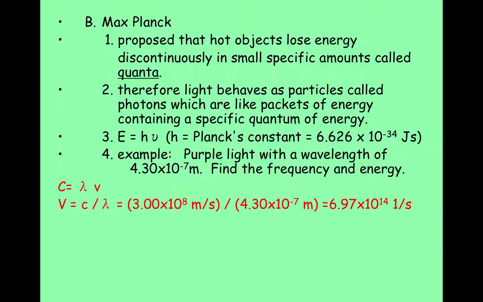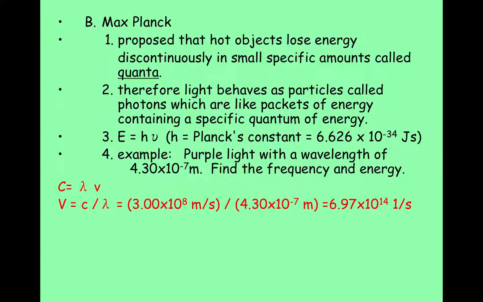We're going to rearrange that equation. Now we're going to have to solve for frequency, which is the speed of light over lambda, and then we plug the numbers in. 3.00 times 10 to the 8th meters per second divided by 4.30 times 10 to the negative 7th meters.